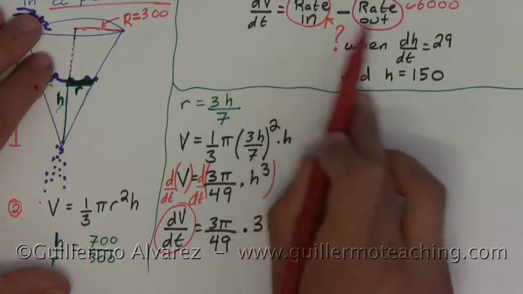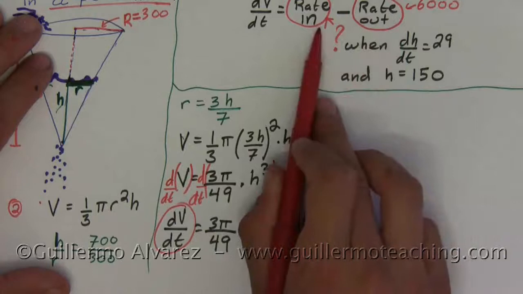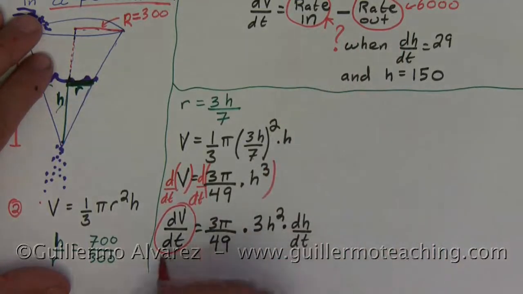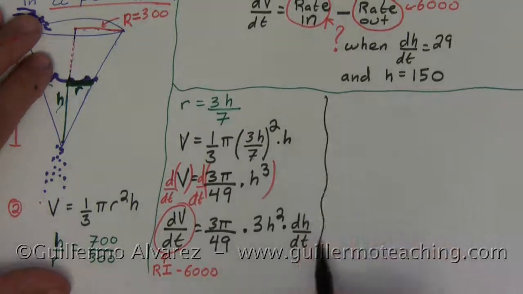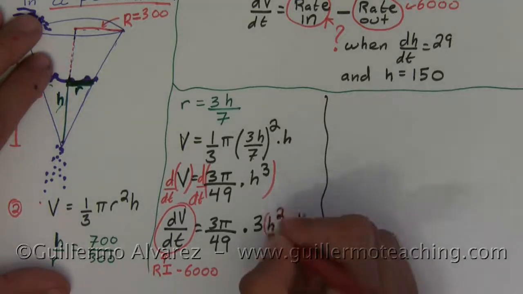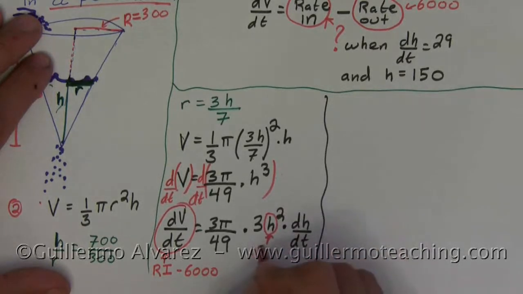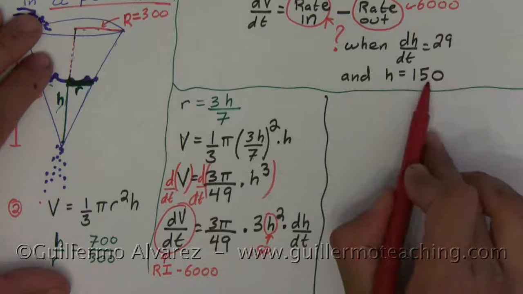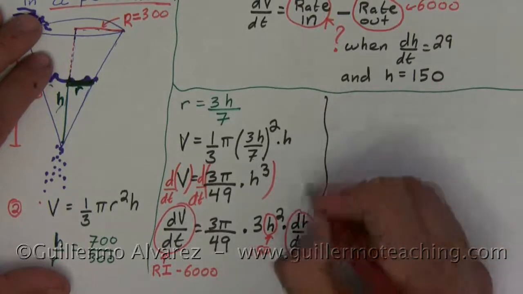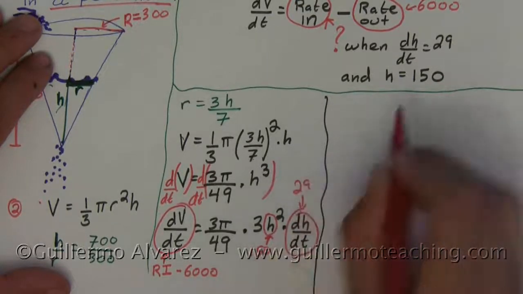This is the rate in minus the rate out. Rate in is the one that I'm looking for, so let me call this guy rate in, RI. Rate in minus 6,000. Okay, so that's that one. And then h, that's just 150 centimeters, right? I have it right here. And then dh over dt, this is 29, I have right there.